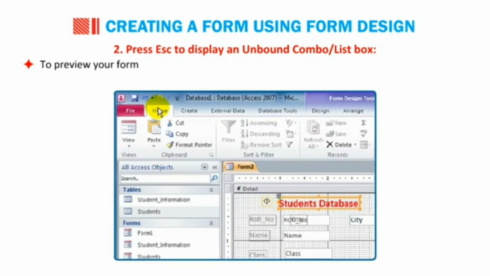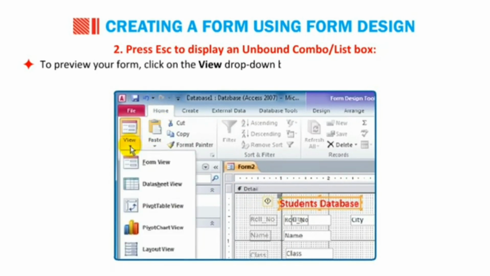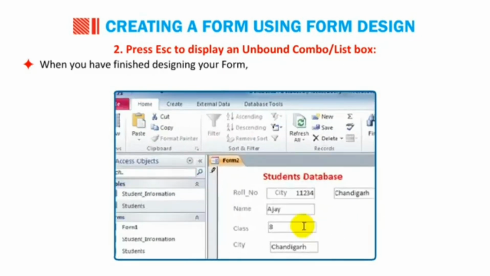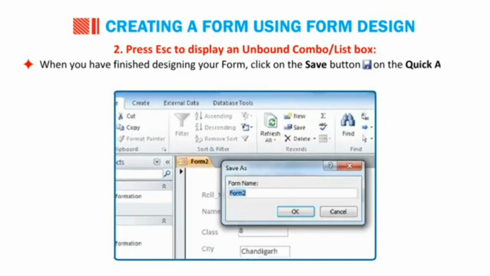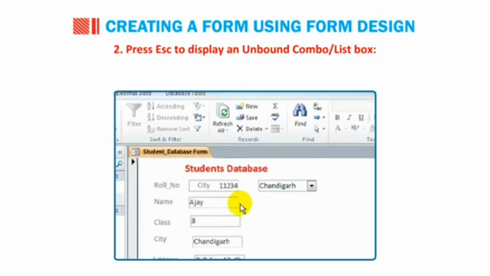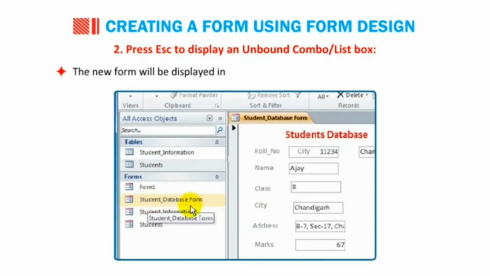To preview your form, click on the View drop-down button in the Views group and select the Form view. When you have finished designing your form, click on the Save button on the Quick Access toolbar. The Save As dialog box appears on the screen. Give a relevant name to your form and click on the OK button. The new form will be displayed in the Forms pane in the left side of the screen.